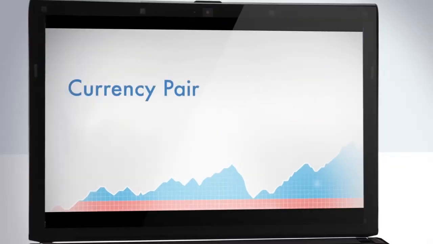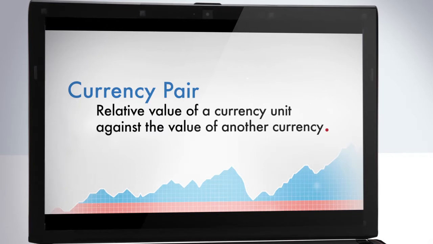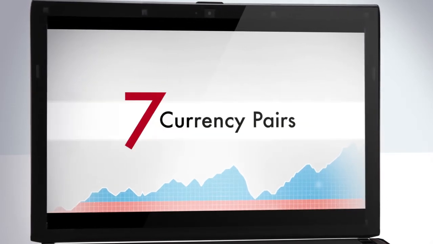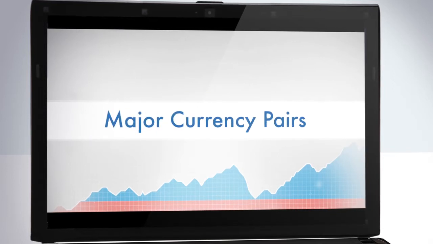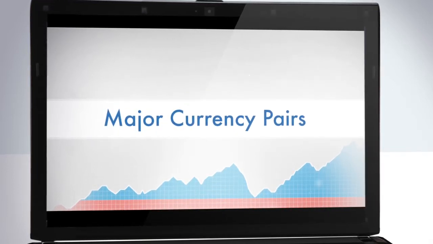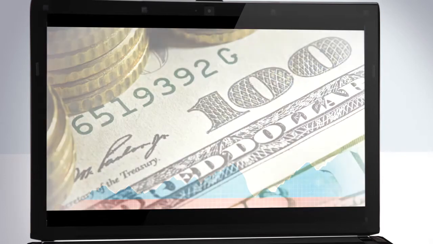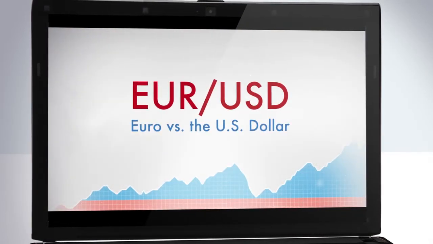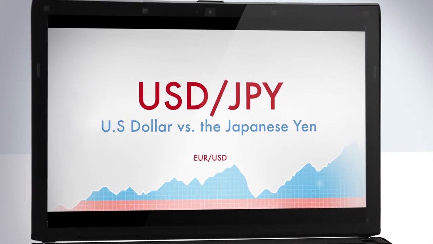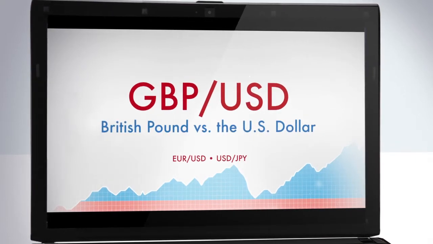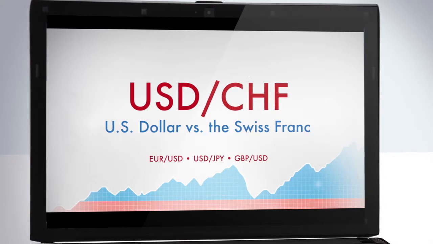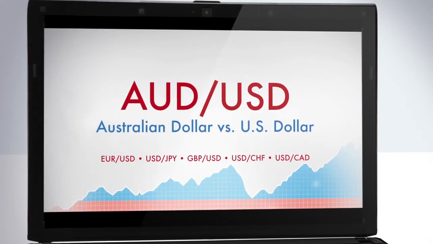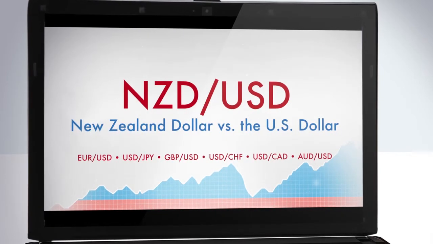In the Forex market, a currency pair is the relative value of a currency unit against the unit of another currency. There are 7 currency pairs known as majors or major currency pairs. These are each of the major currencies when paired with the US dollar. Euro versus the US dollar, US dollar versus the Japanese yen, British pound versus the US dollar, US dollar versus the Swiss franc, US dollar versus the Canadian dollar, Australian dollar versus the US dollar, New Zealand dollar versus the US dollar.